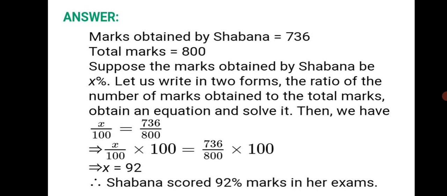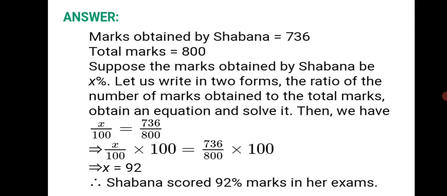First statement, marks obtained by Shabana is equal to 736. Total marks is equal to 800. Suppose the marks obtained by Shabana be x%. Let us write the ratio of the marks obtained to the total marks as an equation and solve it.